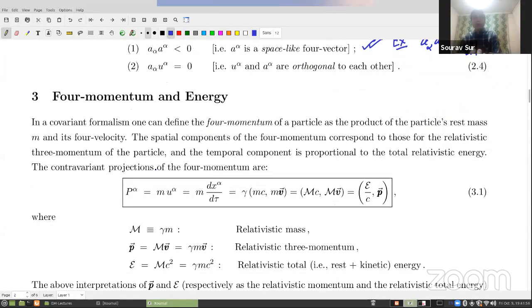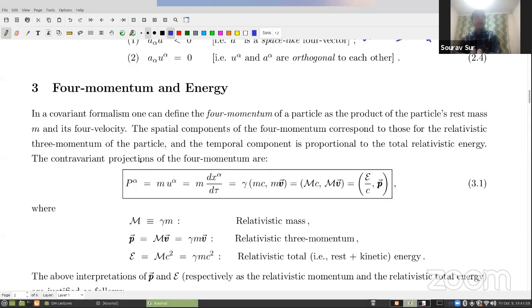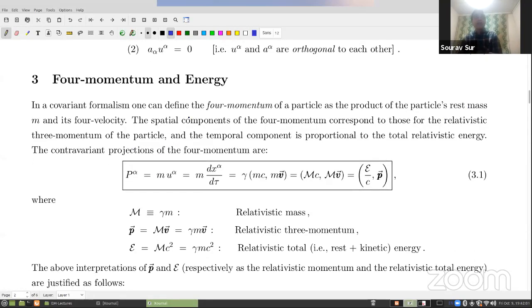Then comes the 4 momentum and energy. In a covariant formalism, one can define the 4 momentum of a particle as the product of the particle's rest mass m and its 4 velocity. The spatial components of the 4 momentum correspond to those for the relativistic 3 momentum of the particle, and the temporal component is proportional to the total relativistic energy. So it is mass times velocity: m times the 4 velocity, m is the rest mass.